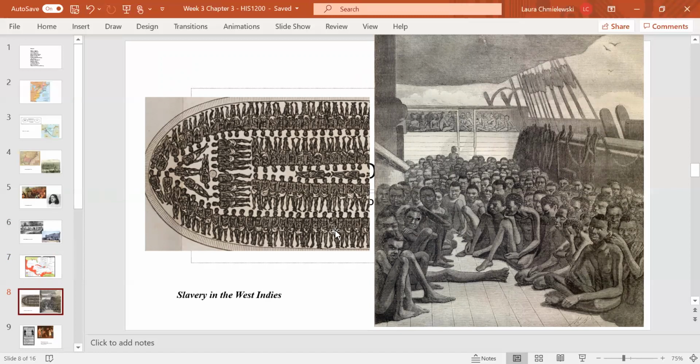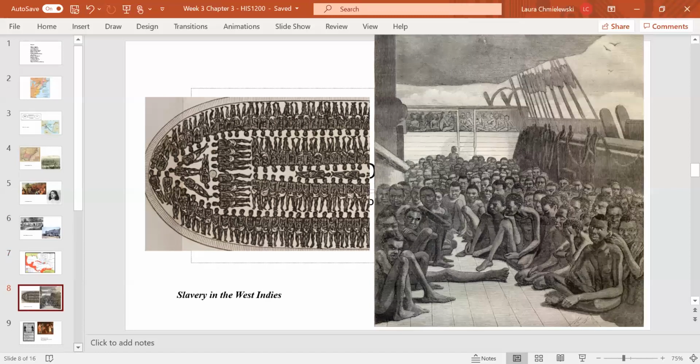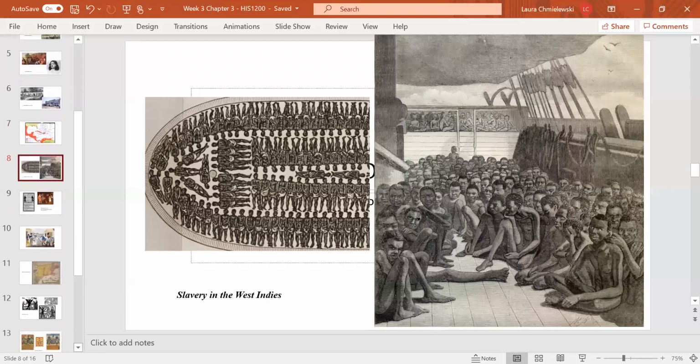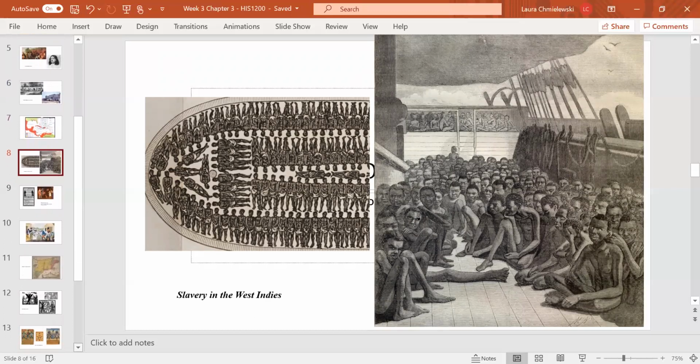I'm speaking in a really deadpan, non-emotional way, because there's simply no way to wrap your head around the terrors and the inhumanity of the transatlantic slave trade.